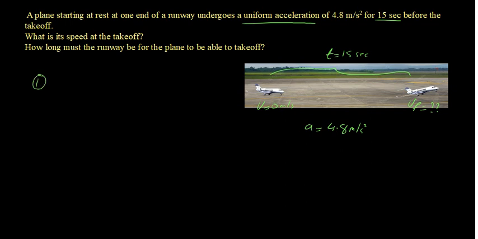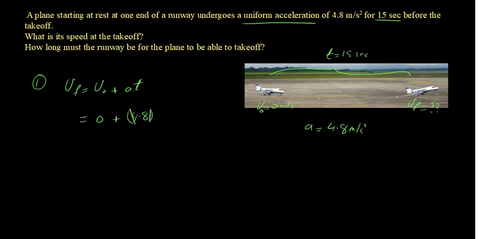What is the final speed of this airplane at takeoff? Once again, remember the kinematics equations from my previous videos. I have the initial velocity, I have the acceleration, I know the time, and I'm missing the final velocity. Looking at the four kinematics equations, this equation will be the best to help us solve this problem, and it will be 0 plus 4.8.